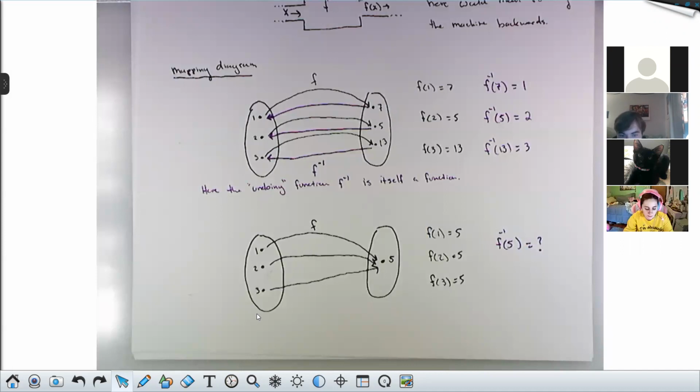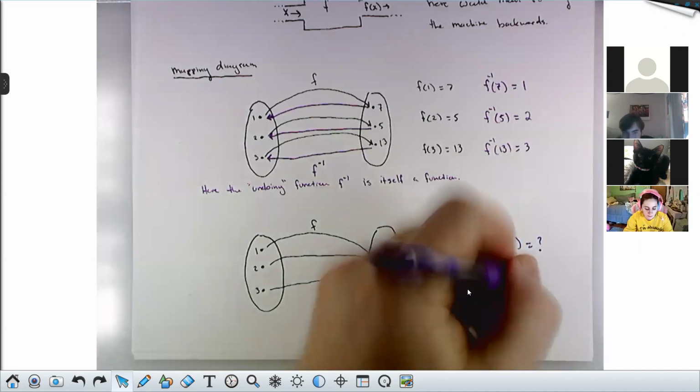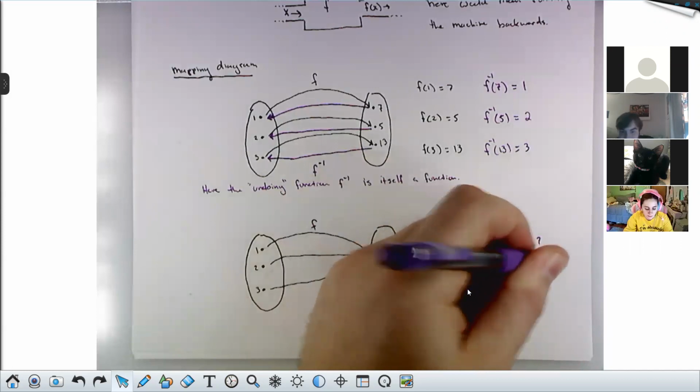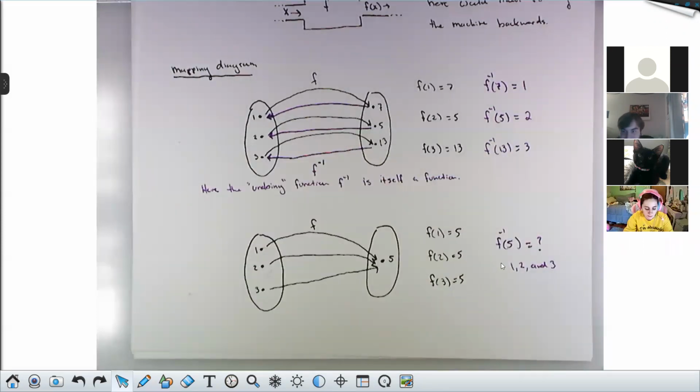Yeah, you're getting at precisely the issue we're trying to confront here. If a function sends multiple inputs to the same output, defining the reverse of that function can be a very real challenge. So here, reasonable candidates for f inverse of 5 would be 1, 2, and 3. But if something sends 5 to 1, sends 5 to 2, and sends 5 to 3, then that thing is not a function.